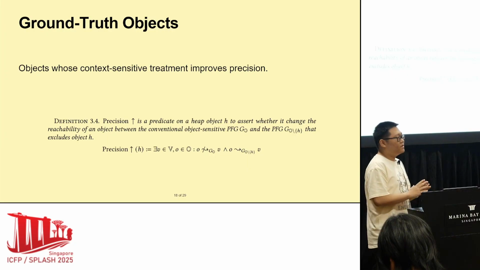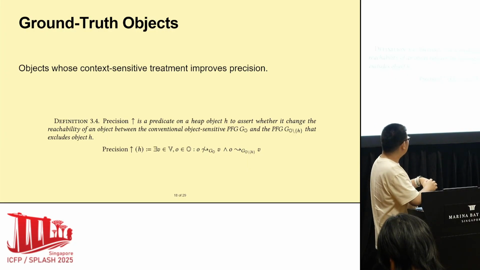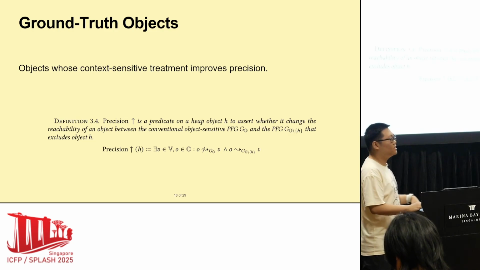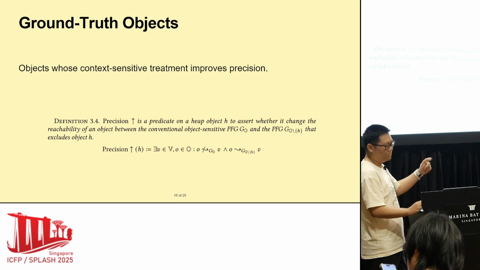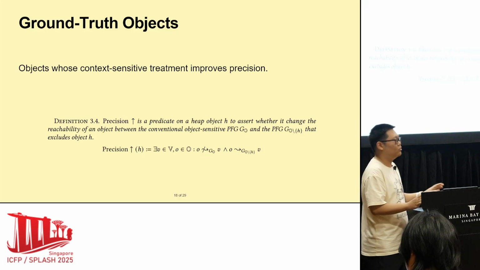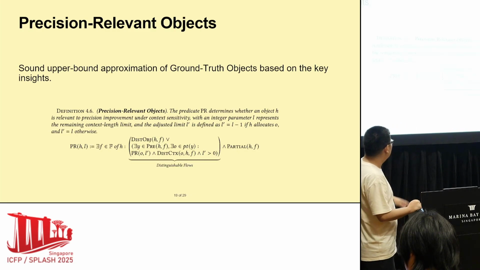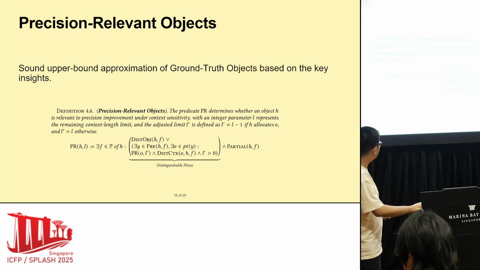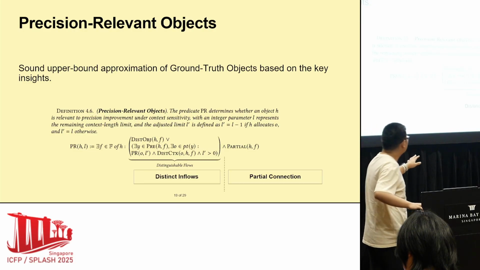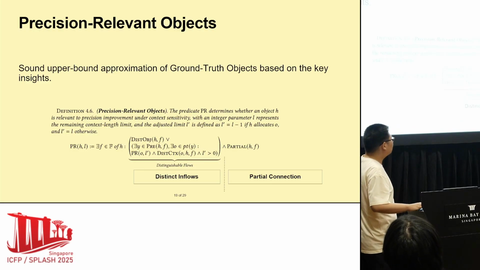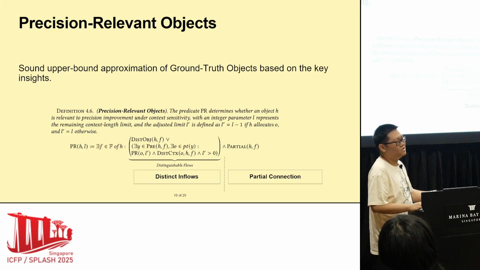We are basically given the definition of ground truth objects. These objects are those whose context-sensitive treatment actually improves precision. But since the direct computation of these objects is infeasible in reality, we propose an upper bound approximation, which we define as procedure relevant objects. As you can see, it can be divided into two key parts and corresponds directly to our two key insights. Also, this definition is defined under context sensitivity, so the direct computation is also infeasible, unfortunately.